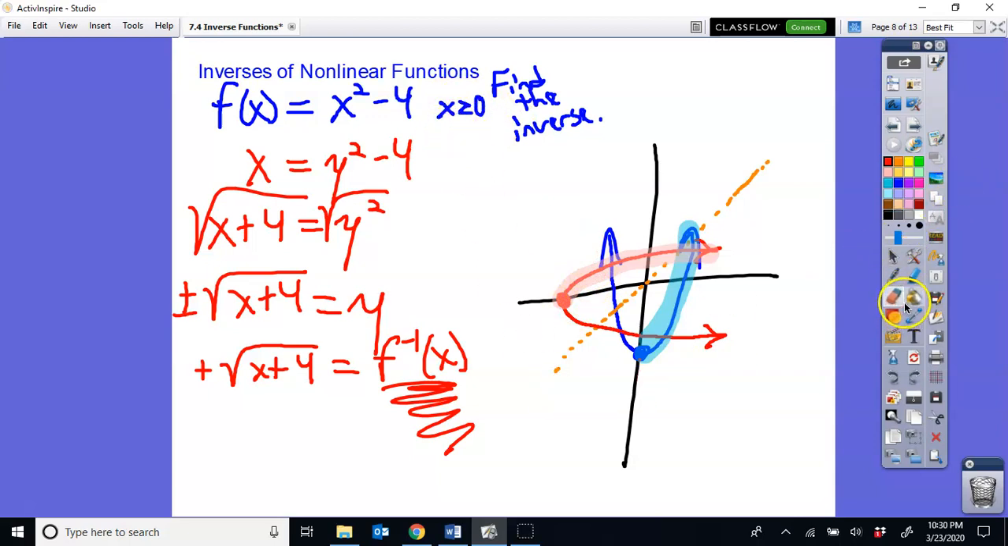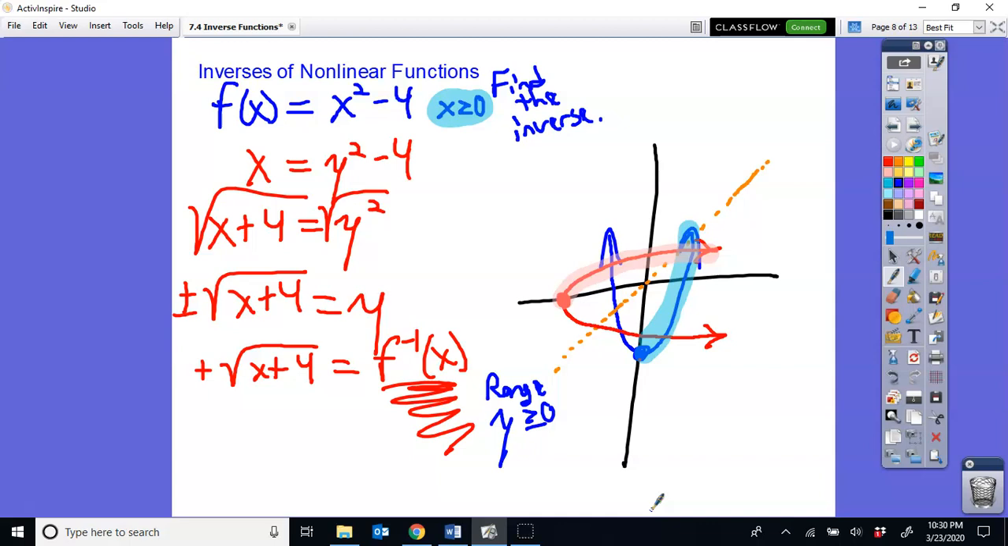Because when you switch x and y, you also switch the domain and the range. So if this is the domain of the original, it's now going to be the range of my final. So it's going to be greater than or equal to 0 for y. Now, that's a lot of information there. You don't typically have to go through and figure all that out on your own.